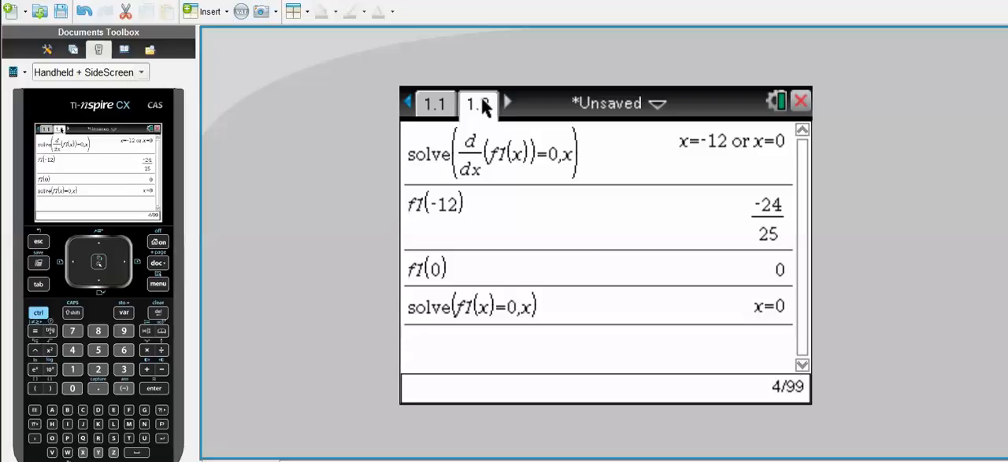By the way, this is why I've drawn the graph first. So f1(x) is defined for me because I've drawn it on the graph, so I can use f1(x) from now on. If I was going to do it without the graph, I'd have to define the function first and then use that defined function through the question.